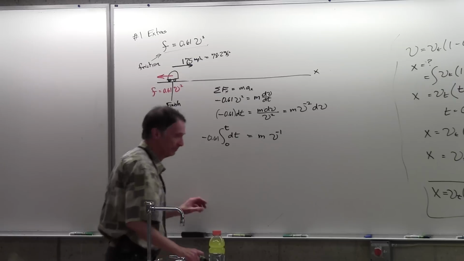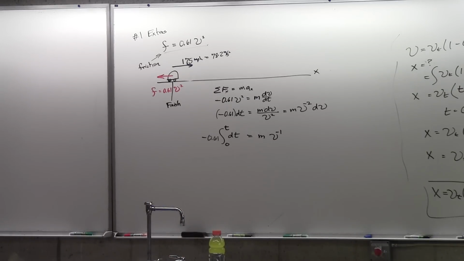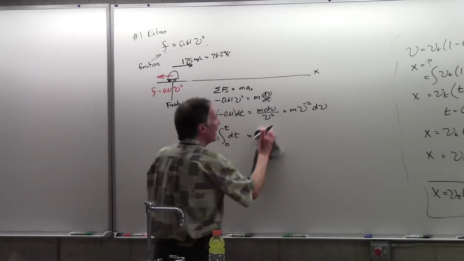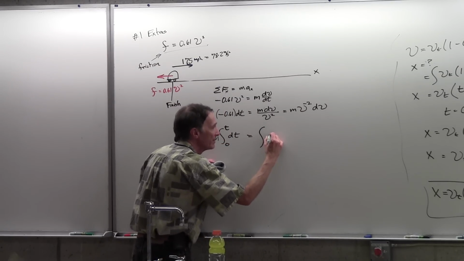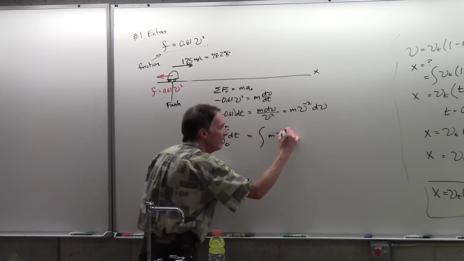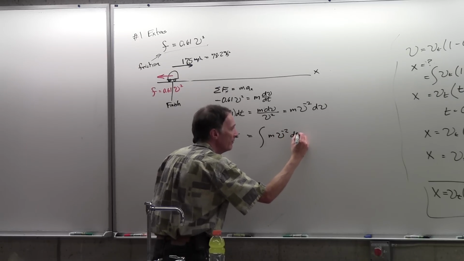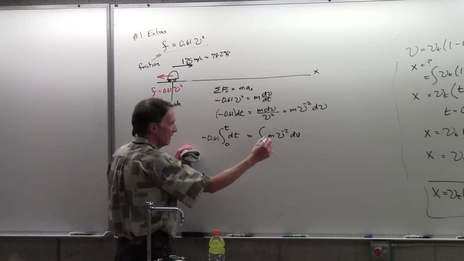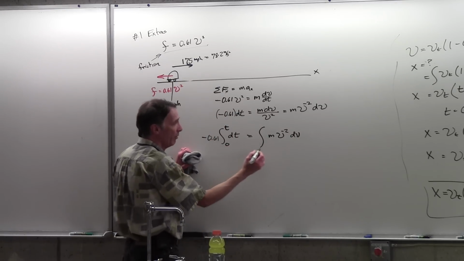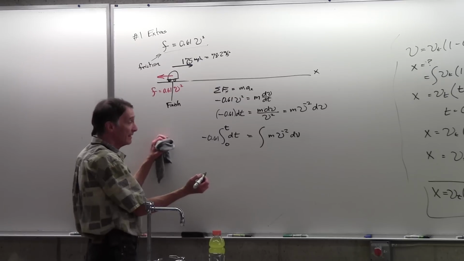Wait a minute, let me not do that just yet. Let me do this as an integral here before I get ahead of myself. V to the minus 2 dv. Okay, and at t equal to 0, is the v 0?